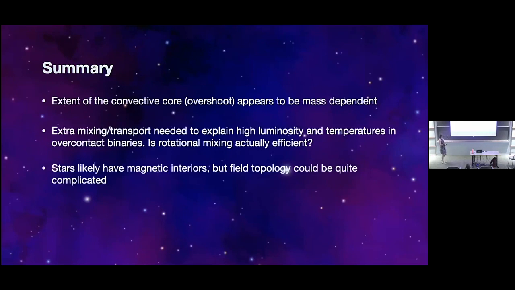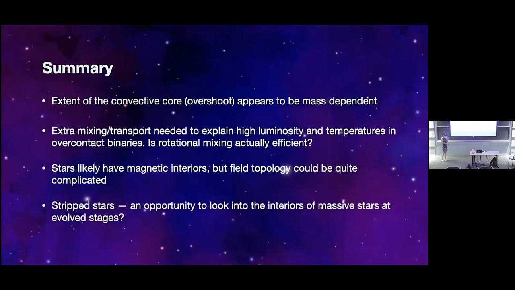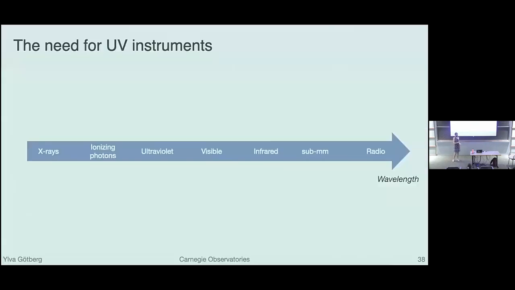So stars likely have magnetic interiors. We saw this from the white dwarfs, but the topology could be quite complicated and we would probably need to investigate a little bit more. And the stripped stars, maybe they can be an opportunity to look into the interiors of massive stars at evolved stages.